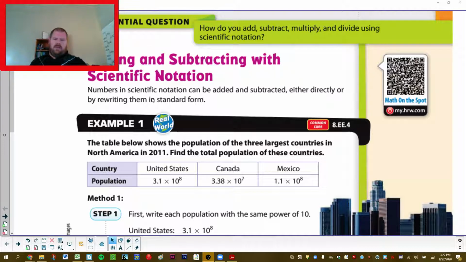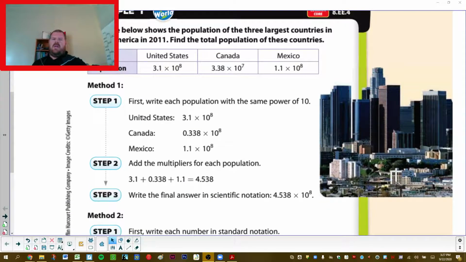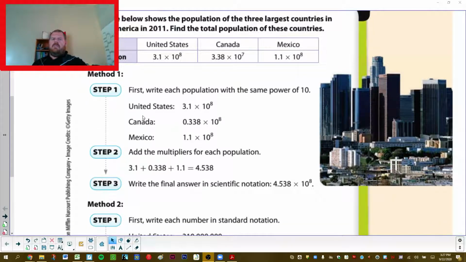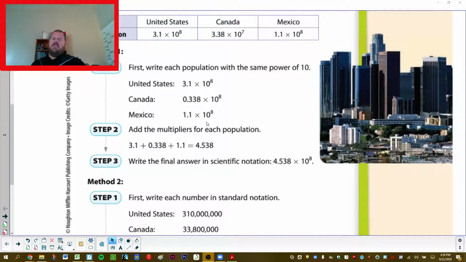We're going to start off with a pre-done example, and this deals with the populations of 3 countries: United States, Canada, and Mexico. With these 3 countries, the book turns everything into pseudo-scientific notation, but in a way that everything was to the same 10 to the 8th power. That's one way you can do it, and that's okay. We'll talk about method 2 in just a second.